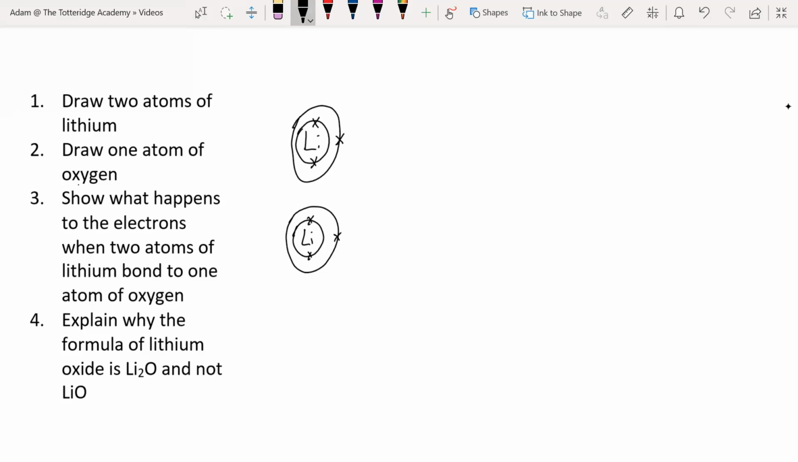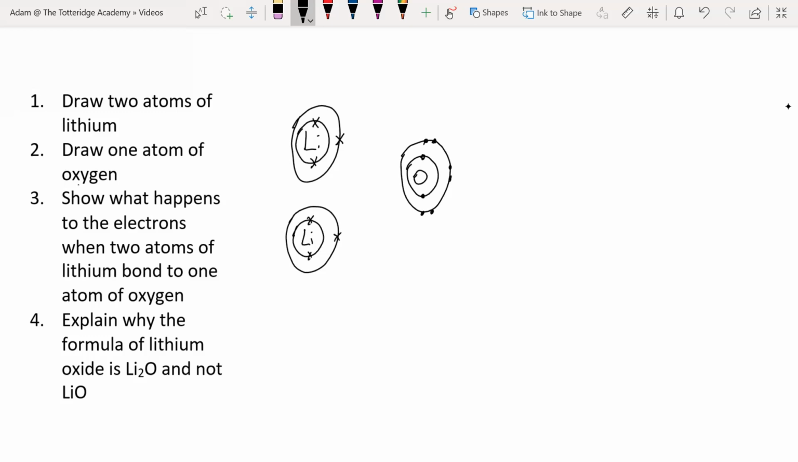The next question says to draw 1 atom of oxygen. At this point, I am going to use dots instead of crosses. I know the symbol for oxygen is O. I know that it's got 2 electrons in the first shell, and I know that it's got 6 electrons in its second shell.